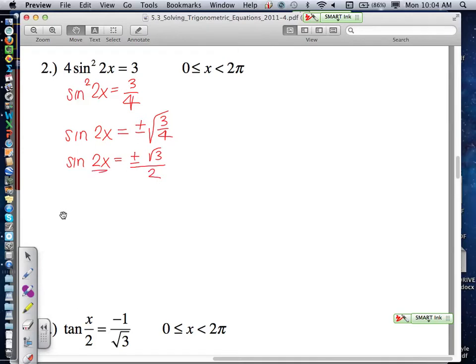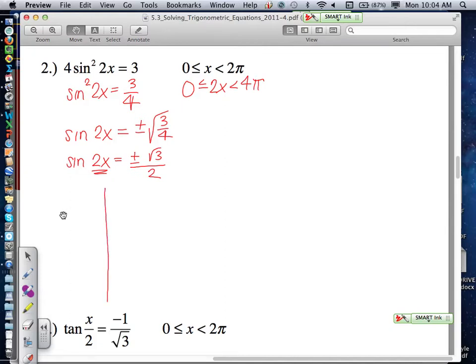Now I notice again I have a double angle. My angle is 2x, so I have to adjust the domain. I'm going to multiply through by 2 this time. So I get 0 less than or equal to 2x less than 4 pi. So I know I have to check for all of the possible solutions from 0 to 4 pi.